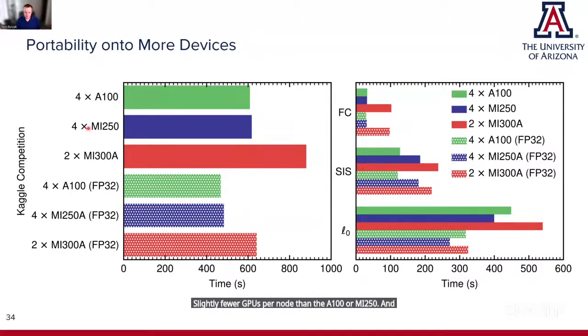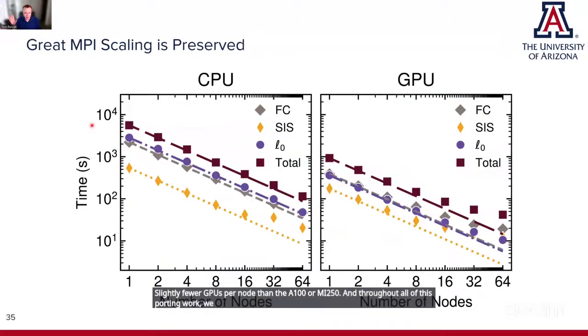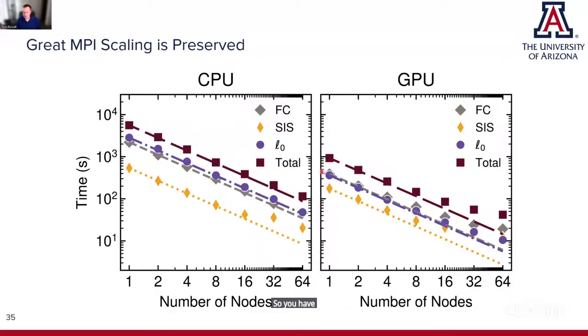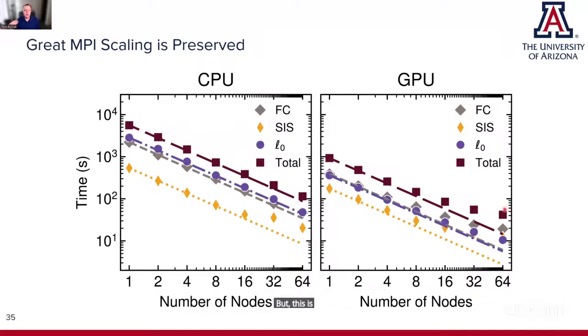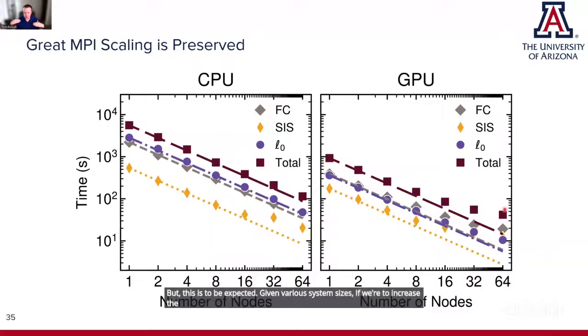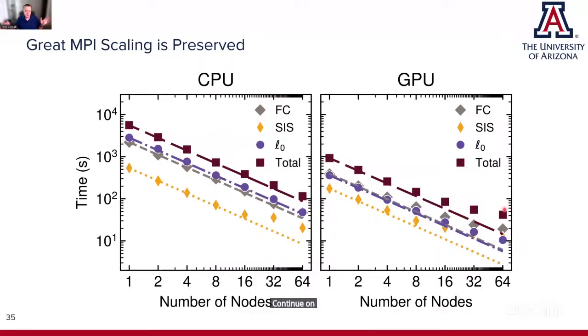And throughout all of this porting work, we ensure that the great MPI scaling of SISSO is preserved. So we have near linear scaling on both CPUs and GPUs up until the baseline amount of work that has to be done for all calculations. So we do start to see a tail off here, but this is to be expected given various system sizes. If we were to increase the problem slightly, we would expect that the scaling would continue on ad infinitum because this is a fairly trivial scaling problem.